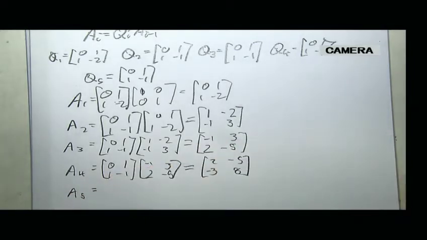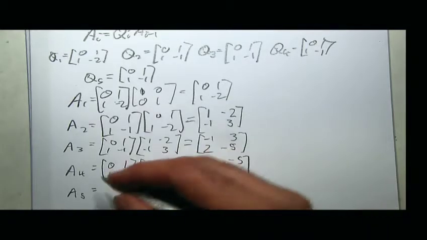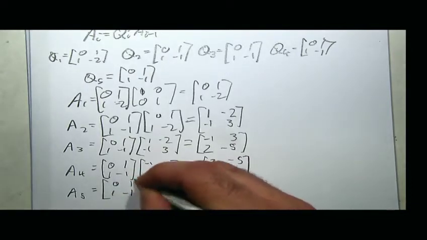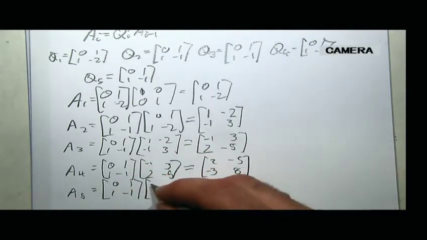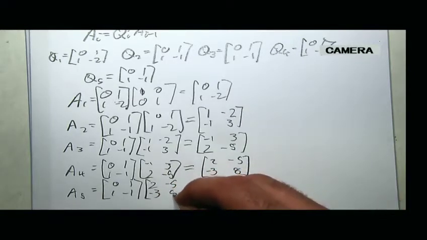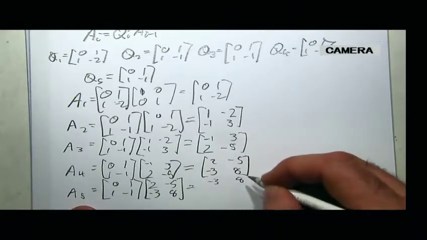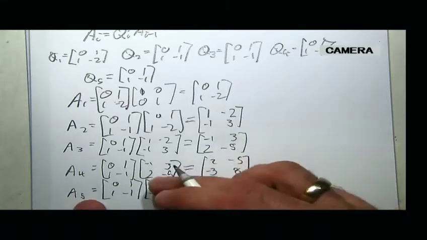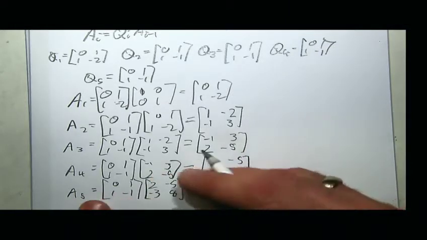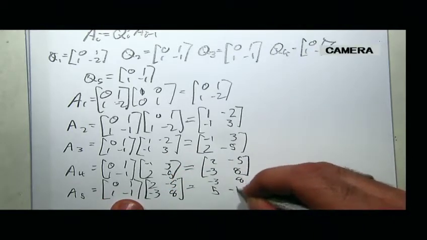A5. 0, 1, 1 minus 1. And then 2 minus 5 minus 3, 8 is equal to, so minus 3, 8. And so we're going to get 2 plus 3 is going to be 5, minus 5 minus 8 is going to be minus 13.